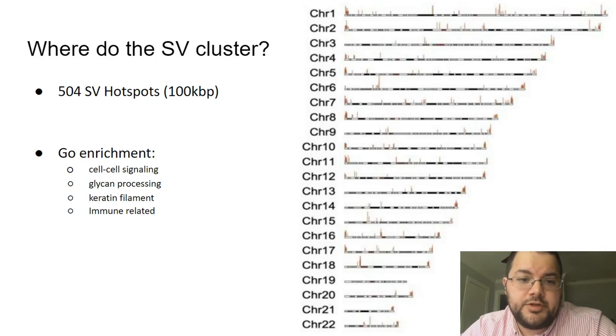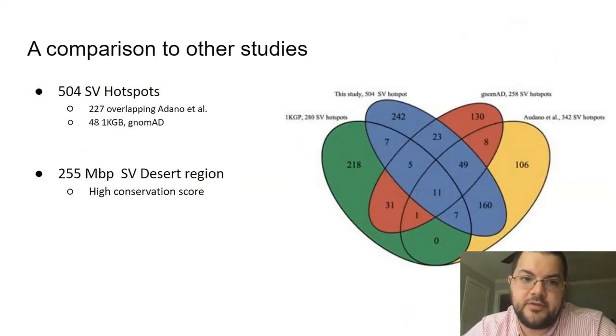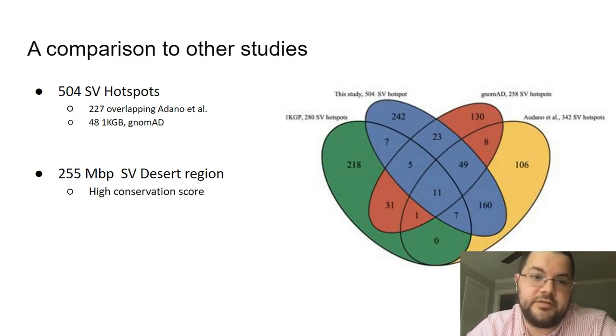When we do the GO enrichment across these 504 hotspots of SVs, we see cell-to-cell signaling, glucan processing, keratin filament, and immune-related responses, for example, this HLA locus on chromosome 6. Next, we dig deeper a little bit and see how this overlaps with previous studies. So again, of the 405 SV hotspots, interestingly, 227 of them overlap with the Dano et al.